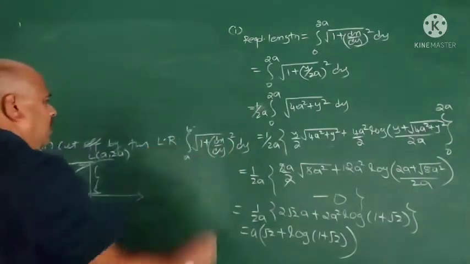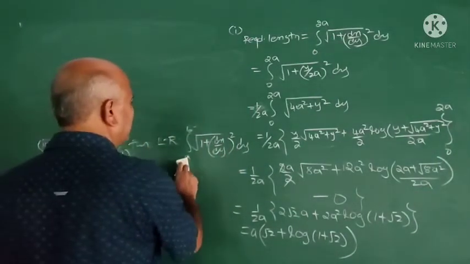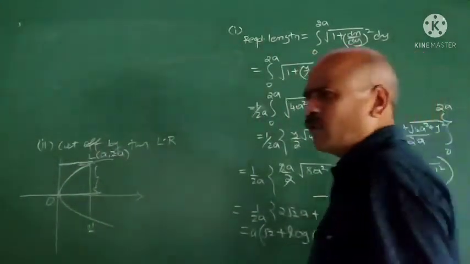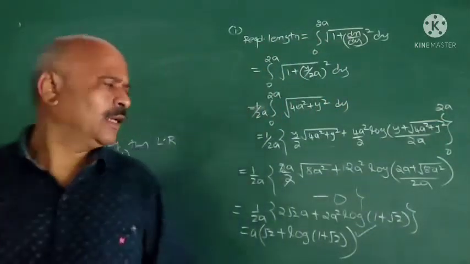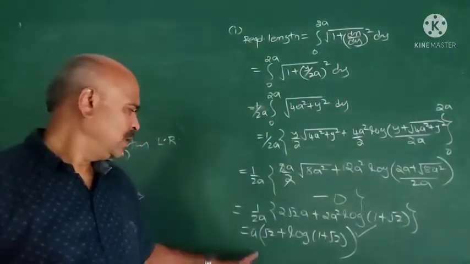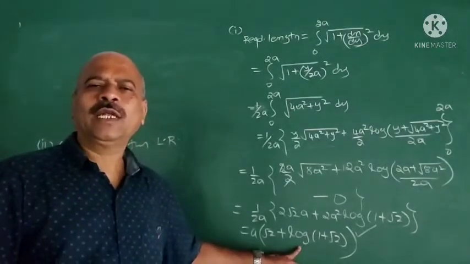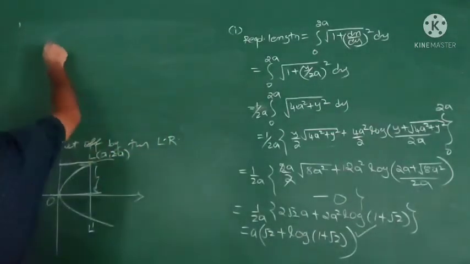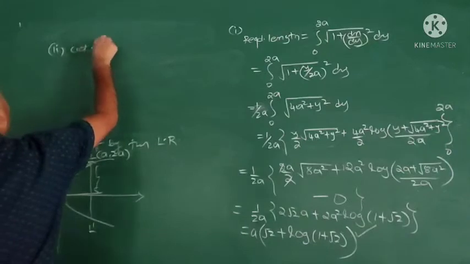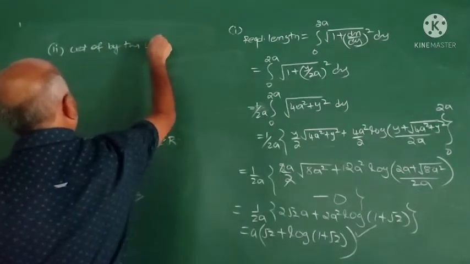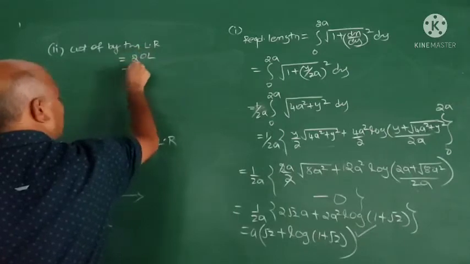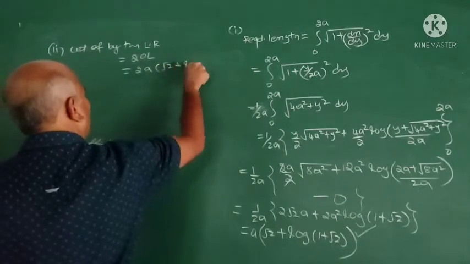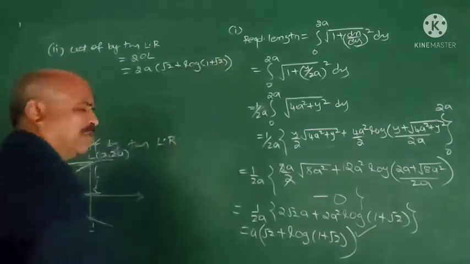First part. Second, what is the second one? See, we have obtained the same answer here, for y square is 4ax, x square is 4ay. The answer is the same: a into root 2 plus log of 1 plus root 2. What is this? The length of the arc of the parabola from vertex to one end of the latus rectum. Now, second, the length cut off by the latus rectum is 2 into OL. It is 2a root 2 plus log of 1 plus root 2. This is the value.